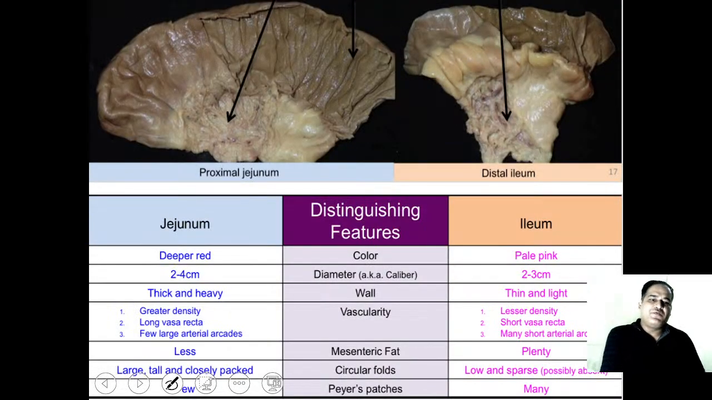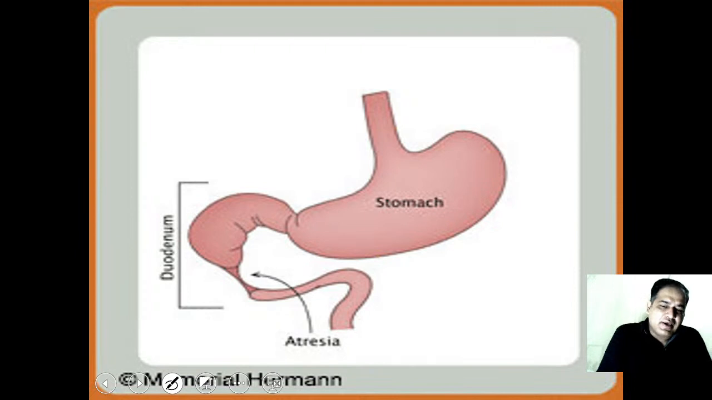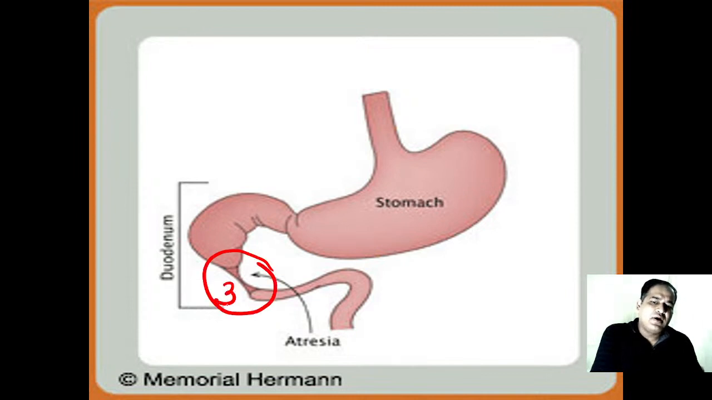Now, this is how we differentiate between the jejunum and the ileum. We have to differentiate based on certain characteristic clinical features. Now, yesterday, before we could finish the topic of stomach, we did discuss this topic. But let's do it again. There's no harm in doing it again. So what is this topic? This topic is duodenal atresia. Most commonly it will affect the third part.